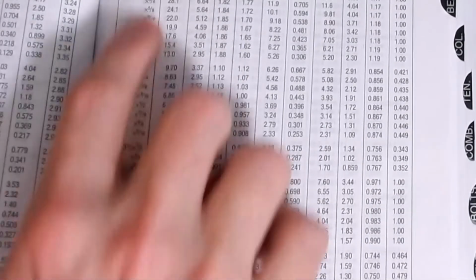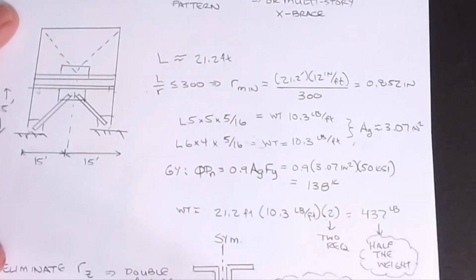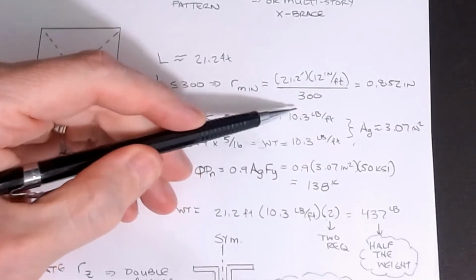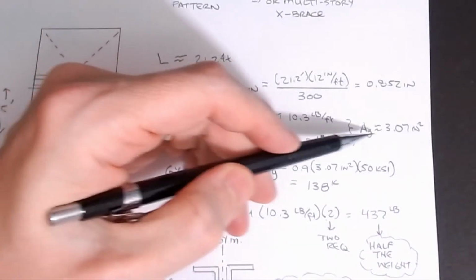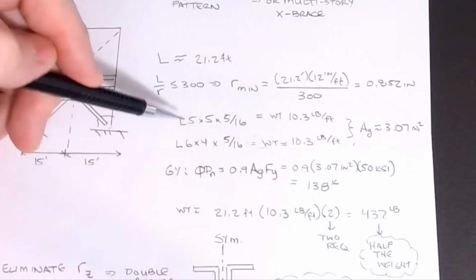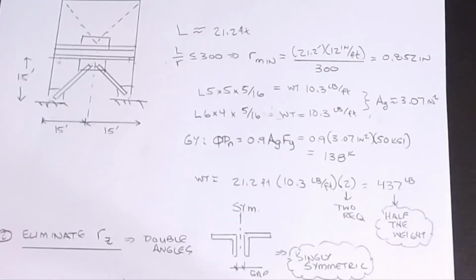So again, we'll take the lightest one, 6x4 by 5/16, and 5x5 by 5/16, all as a comparison. It turns out those 2 guys basically have the same area, and thus the same weight. So if we look at the weight, that's our selection criteria. The lightest one is generally the lowest cost. So 10.3 pounds per foot for both of those guys. The gross area is somewhere around 3.07. I think the 6x4 is 3.03 and the 5x5 is 3.07. They're basically the same.